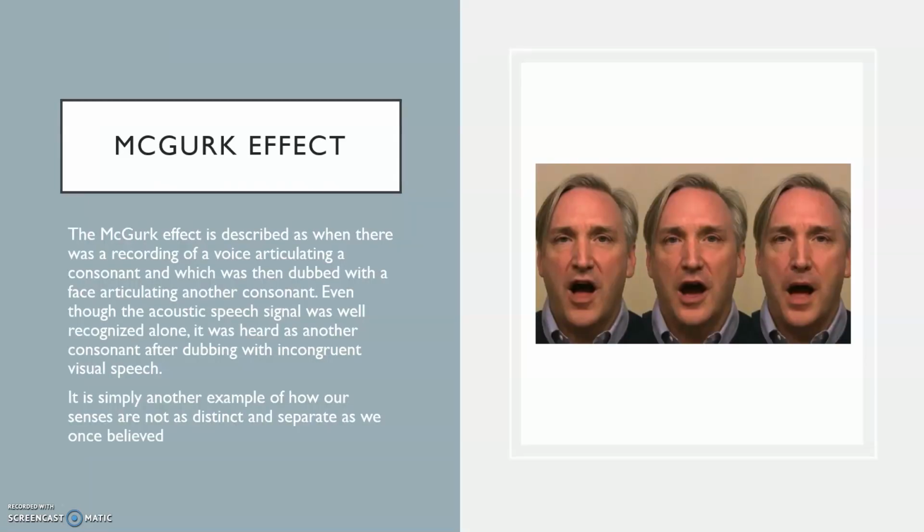The McGurk effect is described as when there was a recording of a voice articulating a consonant, which was then dubbed with a face articulating another consonant. Even though the acoustic speech signal was well recognized alone, it was heard as another consonant after dubbing with incongruent visual speech. It is simply another example of how our senses are not as distinct and separate as once believed.